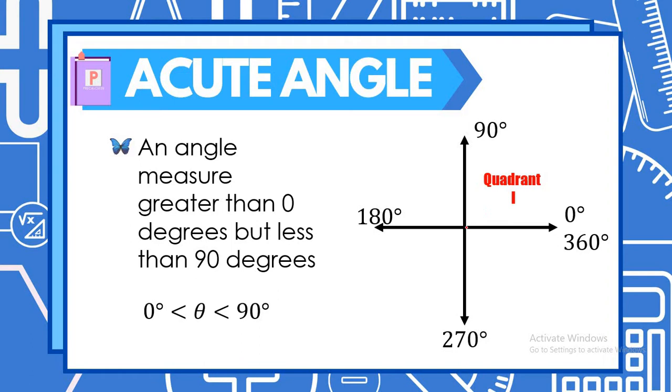So the initial side will always be here at the positive x-axis. This will be our initial side. If it is an acute angle, the terminal side will only be inside the first quadrant, and it should not exceed the positive y-axis. So say for example, the terminal side of the acute angle that we're going to draw is somewhere here. Let's say this is 45 degrees. So this is the terminal side of an acute angle.